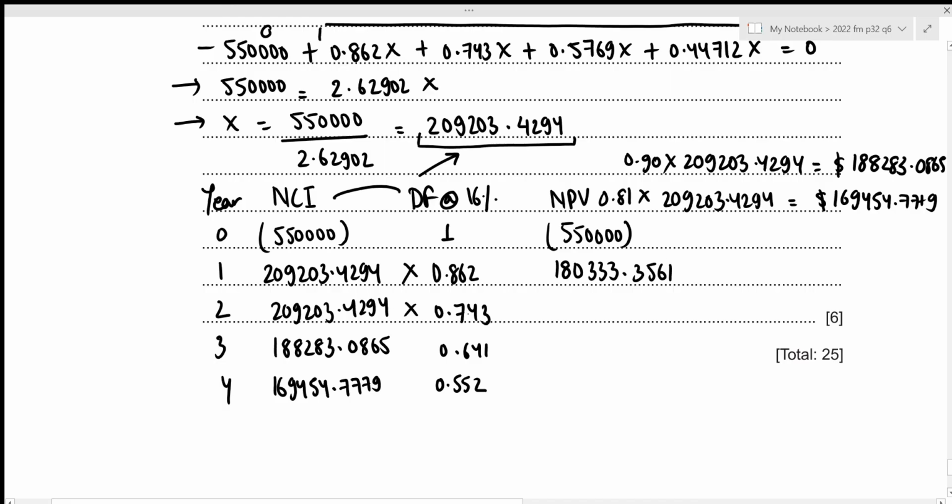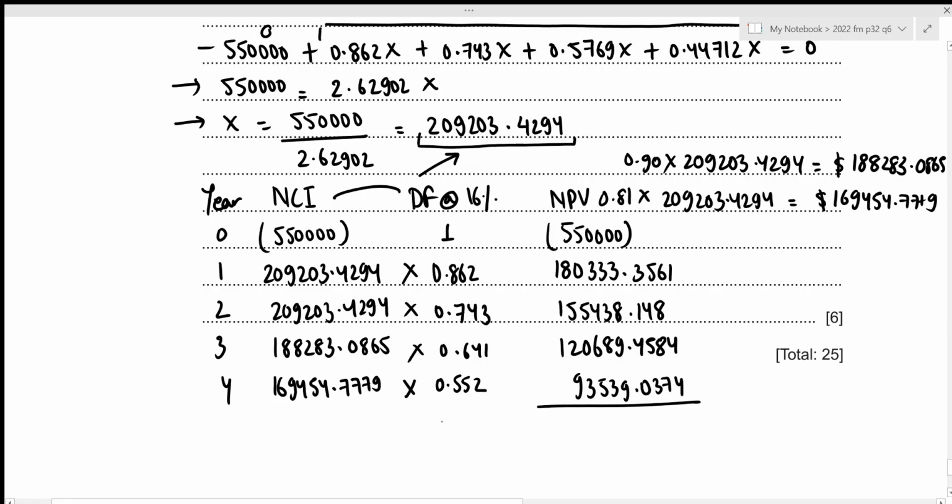For year 2, that's 209,203.4294 times 0.743, which results in 155,438.148. For year 3, that's 188,283.0865 times 0.641, which results in 120,689.4584. And for year 4, that is 169,454.7779 times 0.552, which results in 93,539.0374.